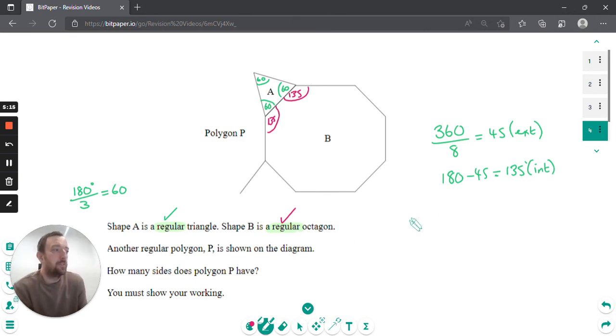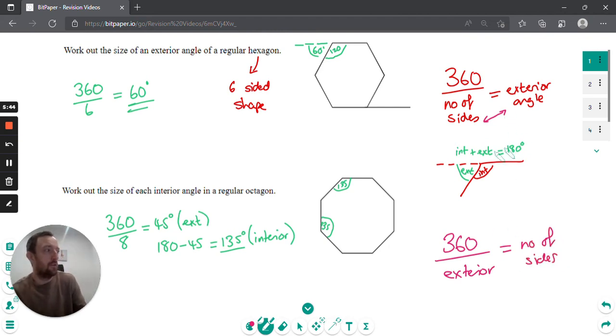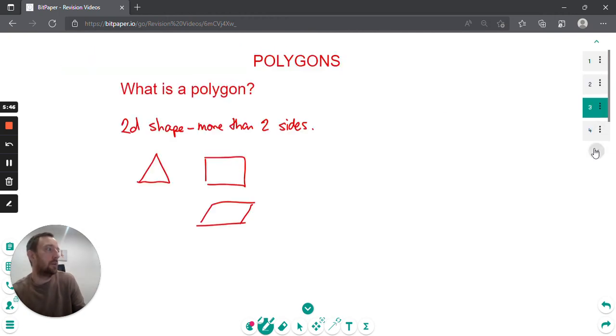Okay, well, to find the number of sides, just like before, when I said 360 divided by the number of sides gives you the exterior angle, these can just switch around. So if we're trying to find the number of sides, it's going to be 360 divided by the exterior angle. So you only need one formula really, they just swap over. If you know one, you know the other.